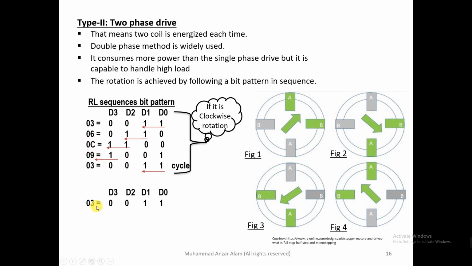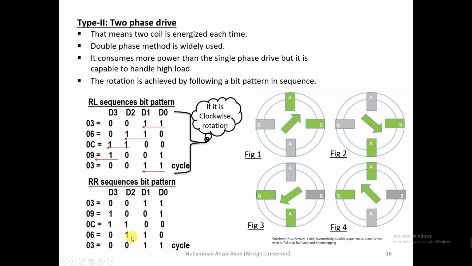First we loaded the 03 value. But now we are not rotating data to the left, we are rotating data to the right. So this data is moved to the right, and this data is moved to the right again. So the pattern is 03, 09, 0C, 06, and again 03, 09, 06.